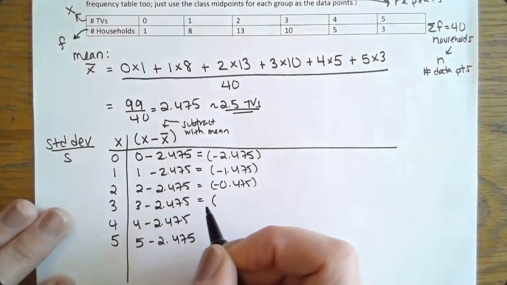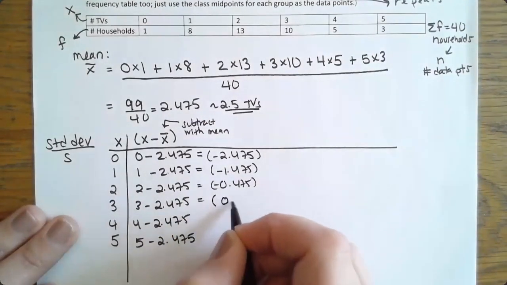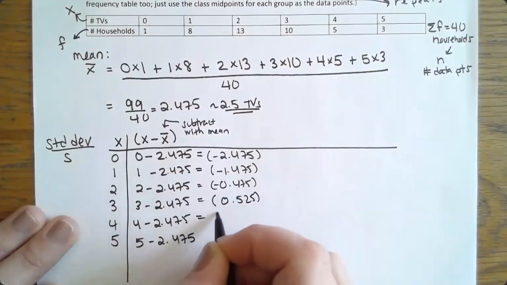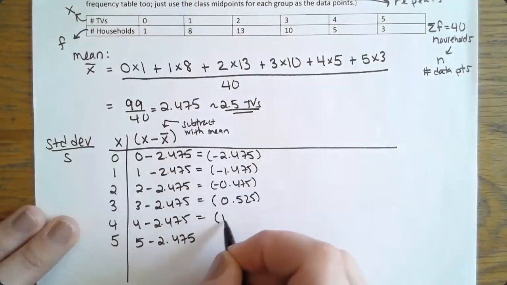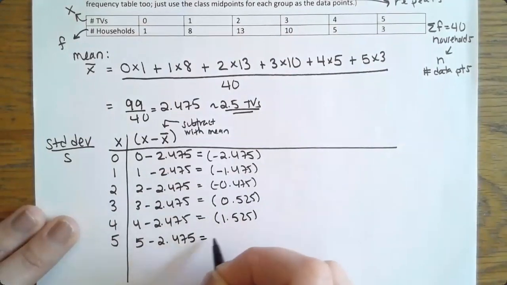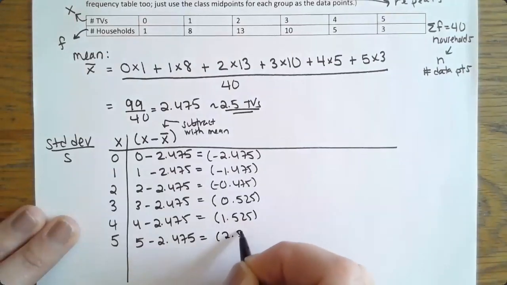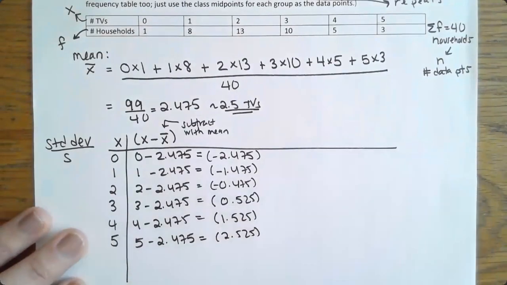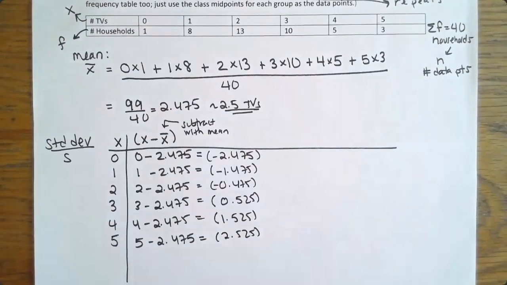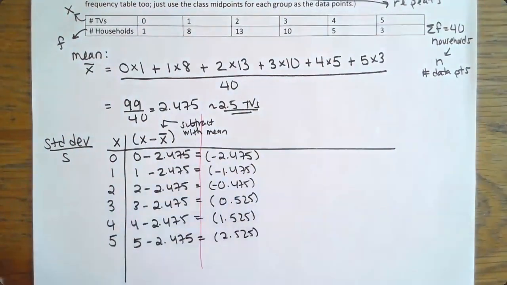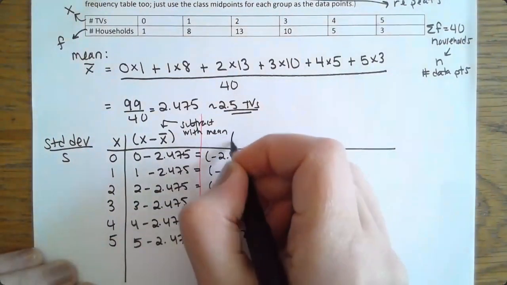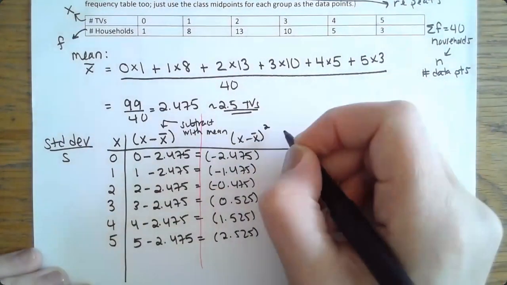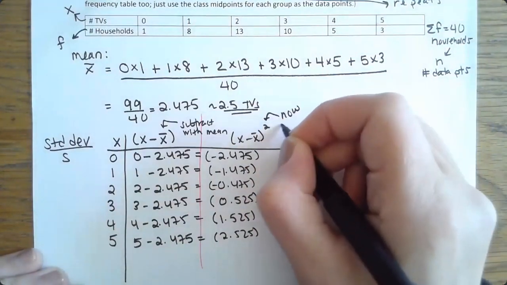3 minus 2.475 is positive 0.525. Next is 1.525. And finally, the last one, 2.525. Now, the next thing that we did here, and I'm going to just kind of combine this so I save some writing, is we took that value and then we squared it, right? So now we square it.